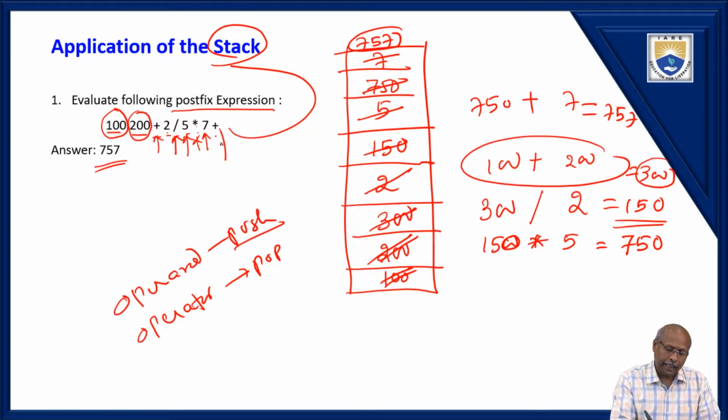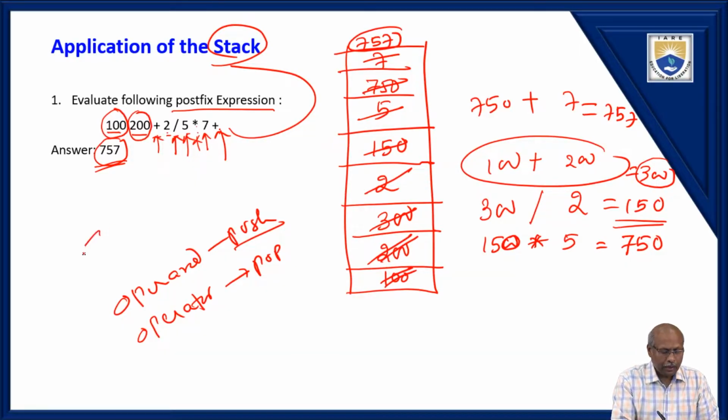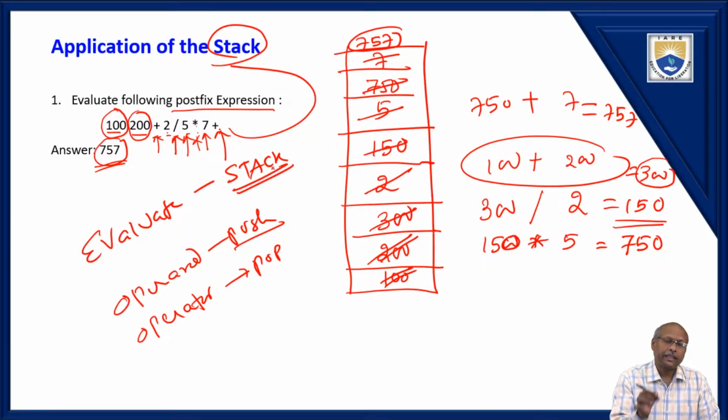Whenever you reach the end of the expression, the top of the stack, how much? That is 757. That is your answer. So that element you have to pop out. So this is the way you have to solve your postfix expression. To evaluate a postfix expression, you need a stack. So now let us write a small Java program to solve this problem.